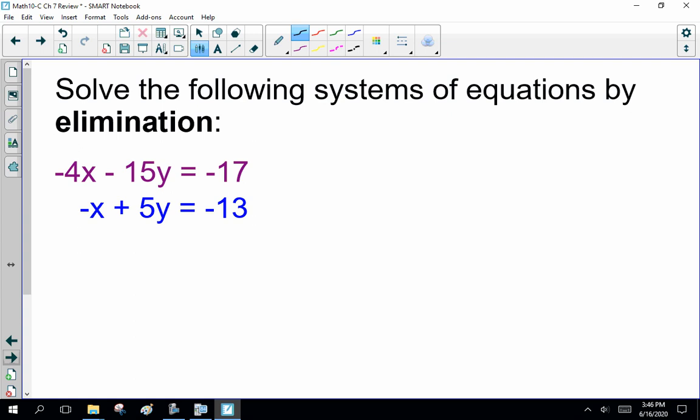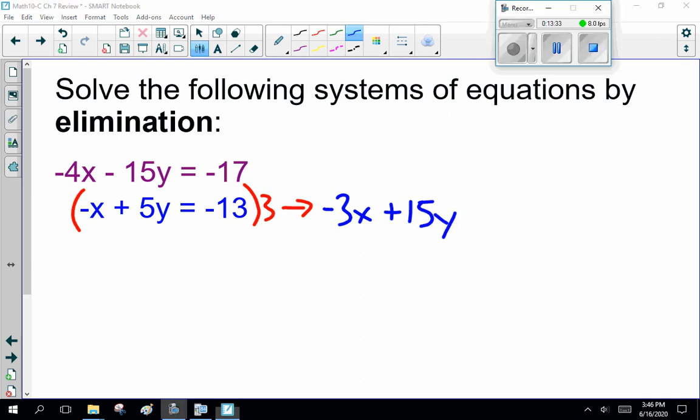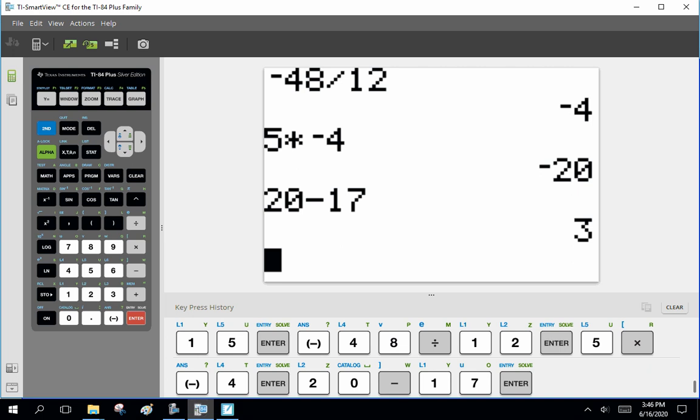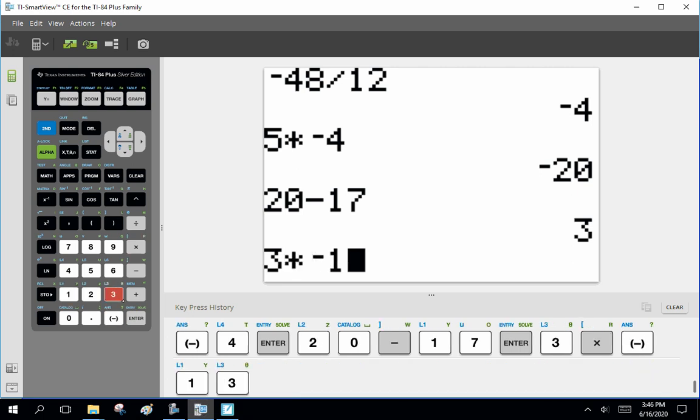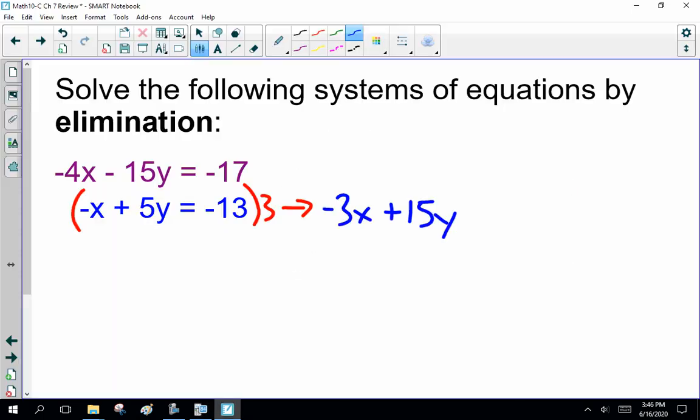I either divide the top equation by 3 or I multiply the bottom equation by 3. If I multiply this by 3, I get 3 times minus x, minus 3x. 3 times 5 is 15y. And 3 times negative 13 is minus 39.